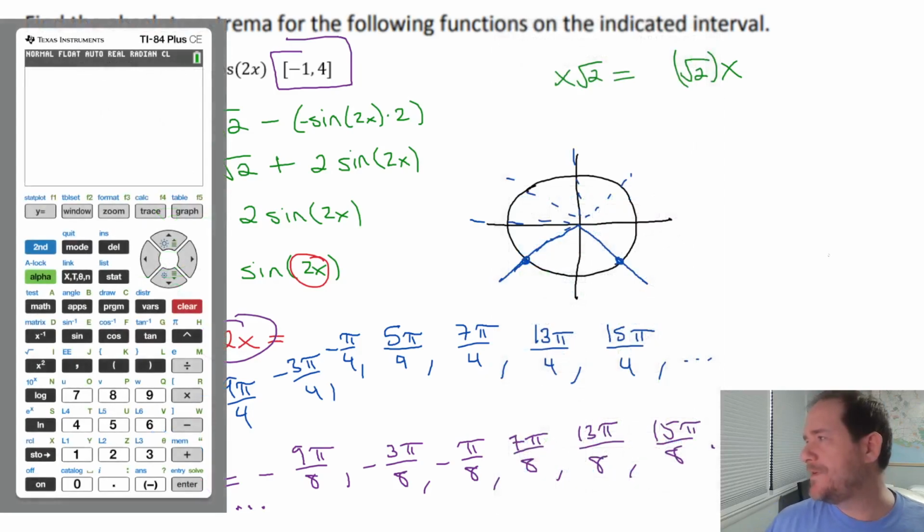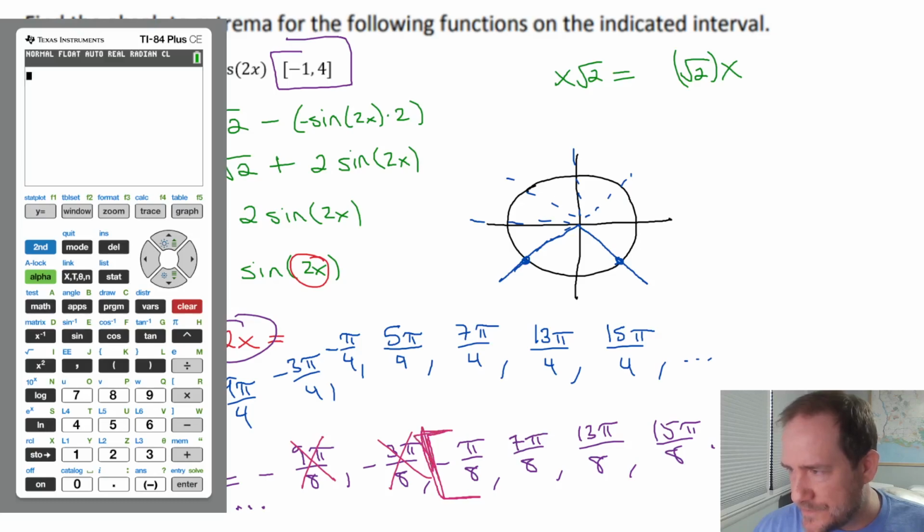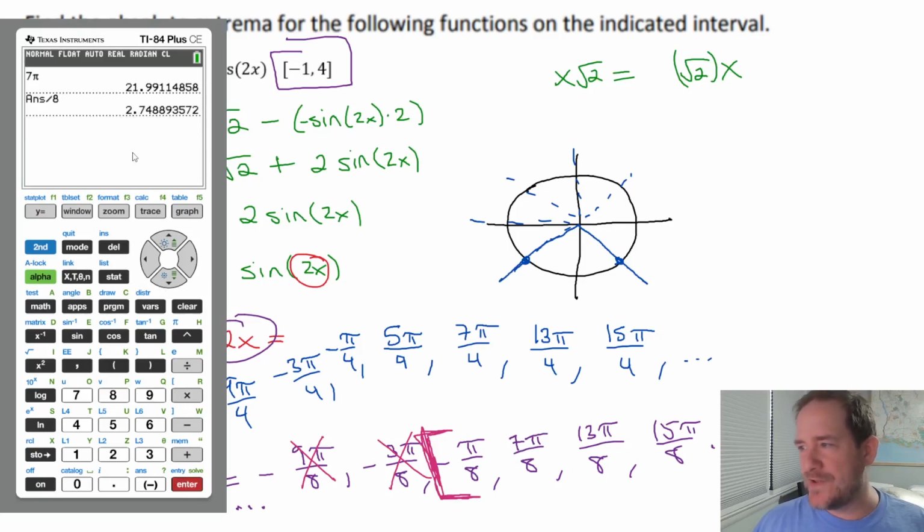Okay, by just kind of messing around, we can see that this number, 9 pi over 8, is too small. This number is too small. But if -1 is our cutoff, then -1 is kind of here. And so negative pi over 8 is good. 7 pi over 8, what is that? 21-ish divided by 8? That should be 3-ish. That should not be too big, but we can check it on the calculator just in case. So 7 pi is that much divided by 8 is that much. That's only 2-ish, so that still fits.